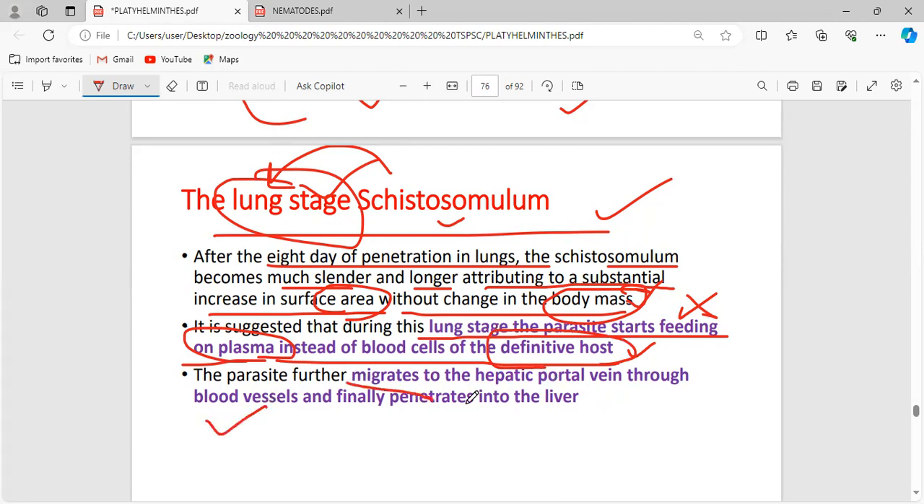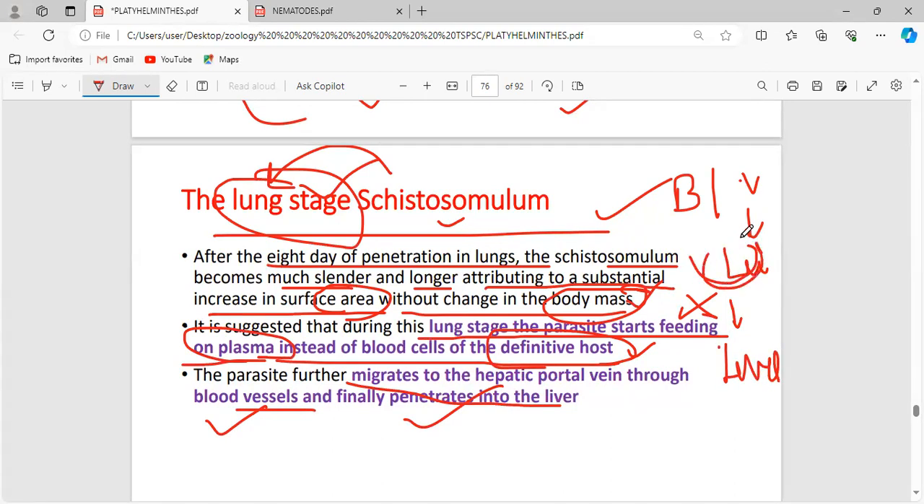This parasite migrates to the hepatic portal vein through the blood vessels. Finally, it reaches from the lungs to the liver. So initially it is in the blood vessels, after the blood vessels it reaches the lungs, and after the lungs it reaches the liver. When it is in the lungs, it feeds on the plasma. These are all things you have to remember.